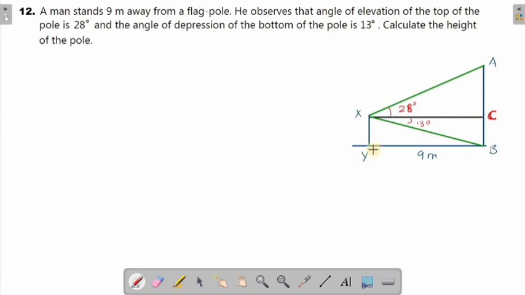Okay, so is the strategy clear? Right. Okay, so without delay, let's see how to solve this. First and foremost, if this is your 9 meter, this is also going to be my 9 meter. You will explain all these things.